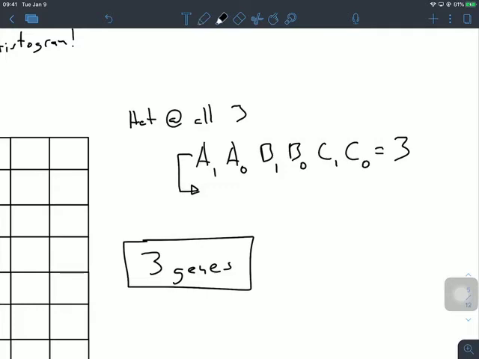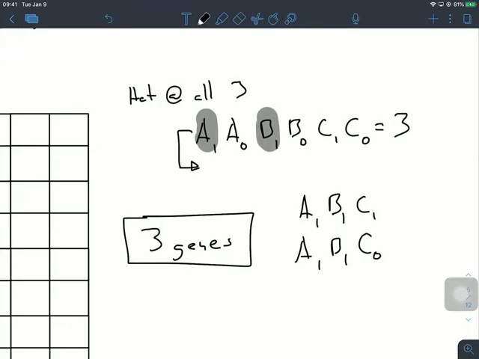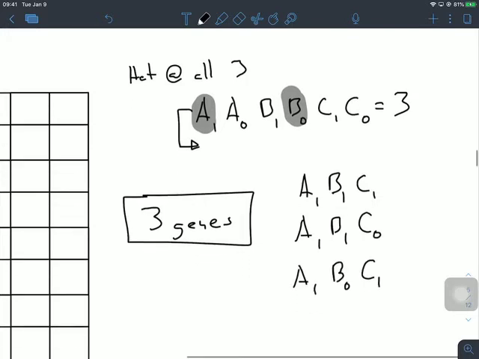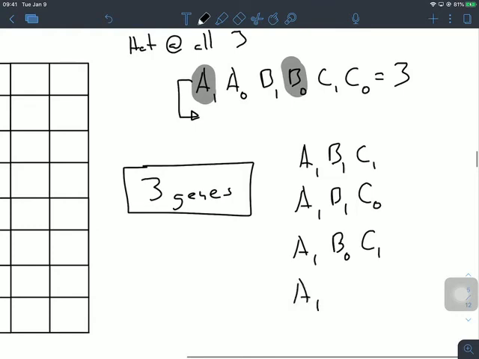So let's first pair all of the A1, B1s with all of the Cs. So A1, B1 with C1, A1, B1 with C0. Now let's switch over to pairing A1 with B0 with each of the Cs. A1, B0 with C1. A1, B0 with C0.